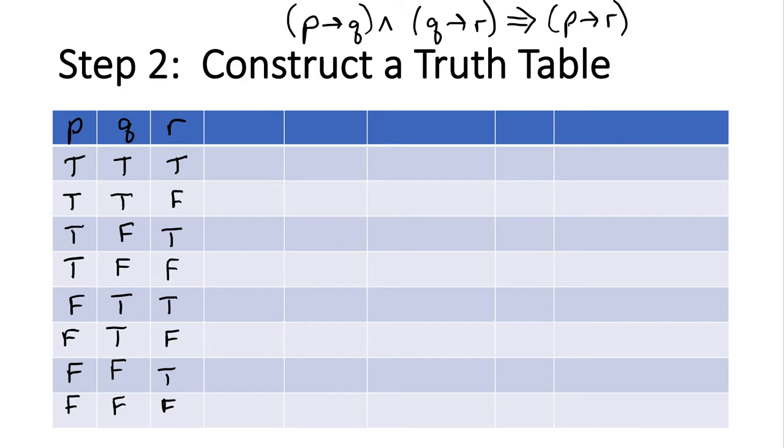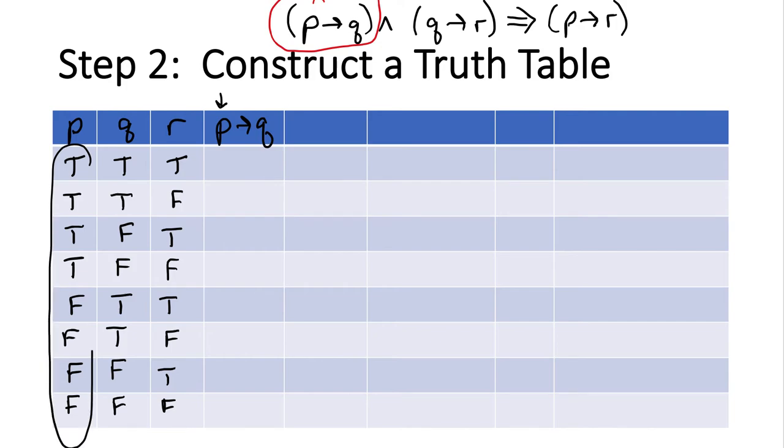Okay, so let's start building this truth table. We're starting on the left-hand side. We'll work on the P arrow Q. I have a P column, I have a Q column, but what I don't have is a P arrow Q column. So let's do that first. So I'm going to copy my P values from here underneath the P.